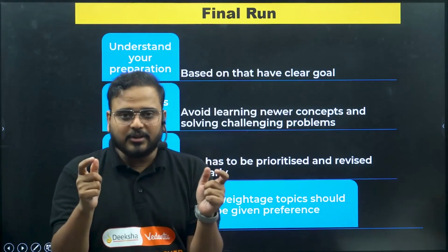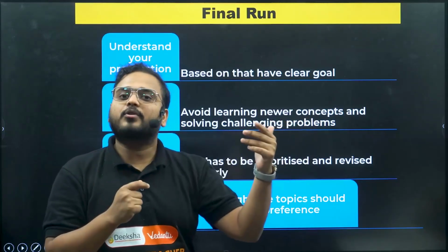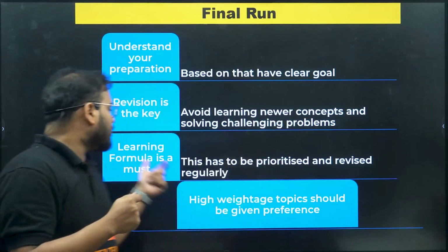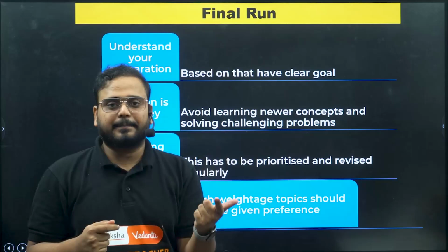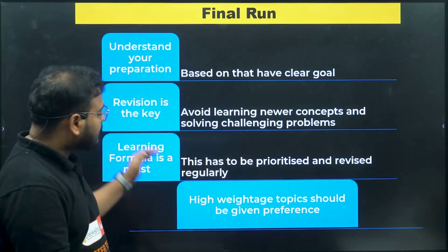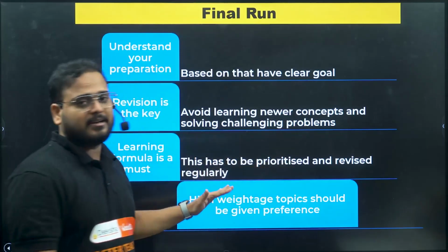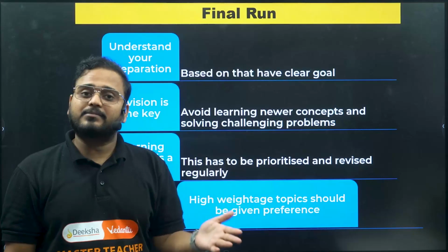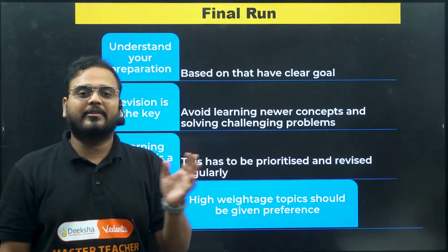Of course, the formula should be like this. Question comes, formula should be with you right away, okay? The formula should be on your tip. Got it? This has to be prioritized and revised regularly, 10 times, 5 times, whatever times you can do. It is going to be very, very useful to you.